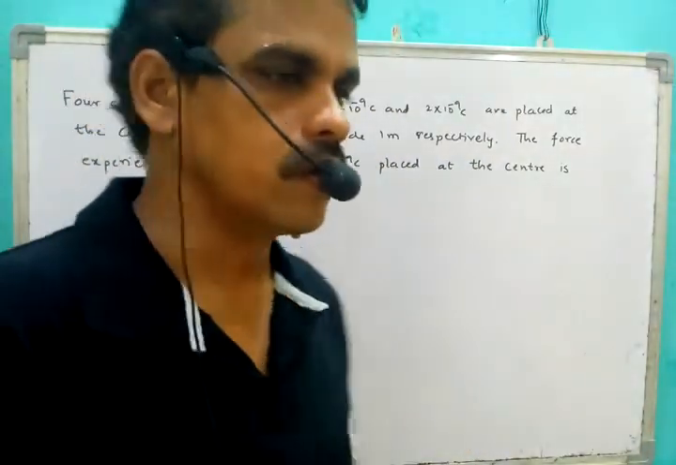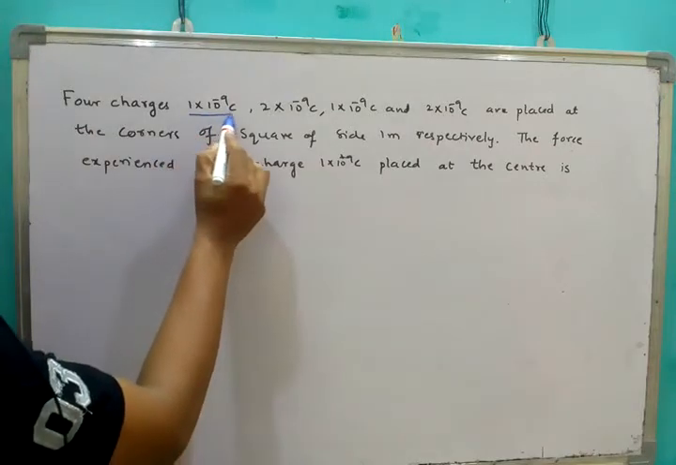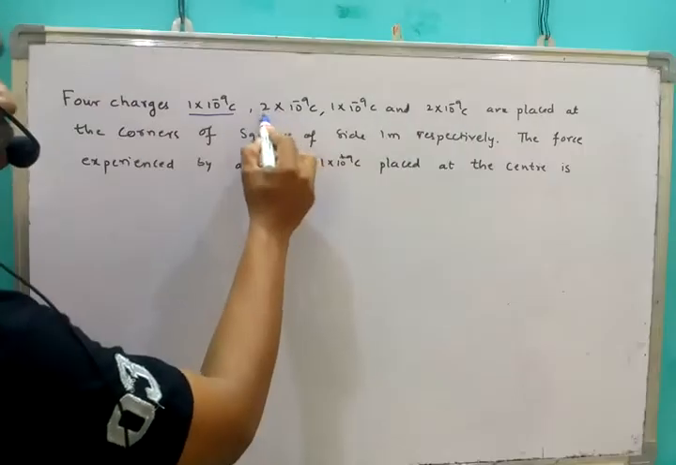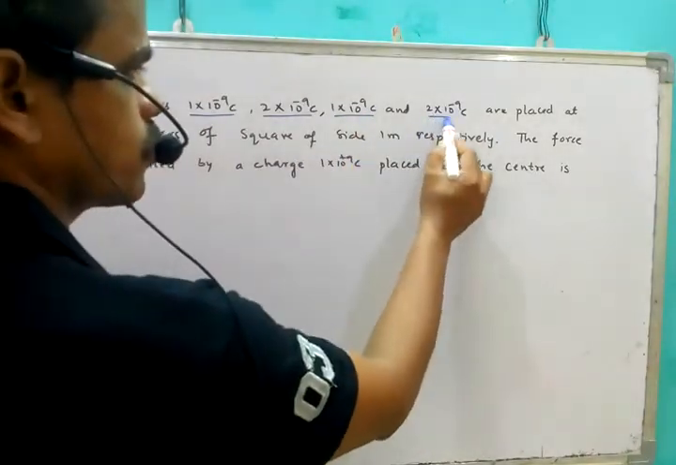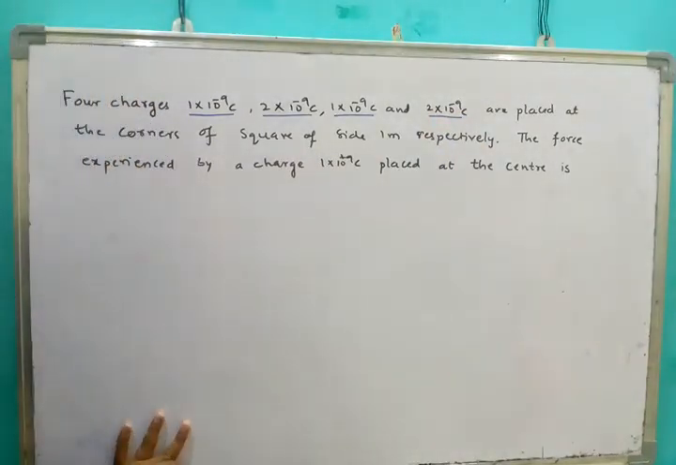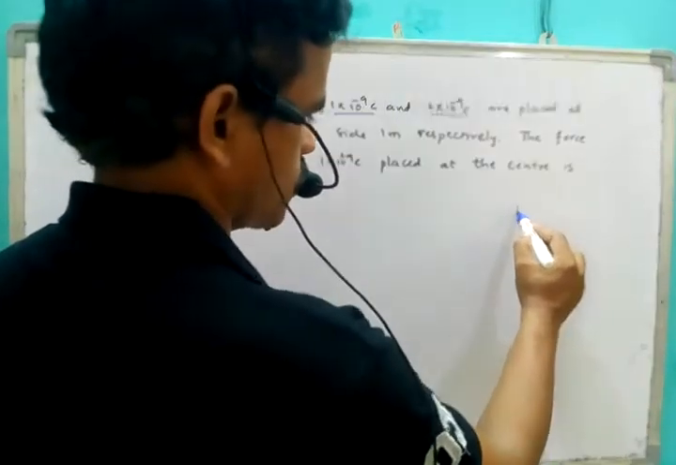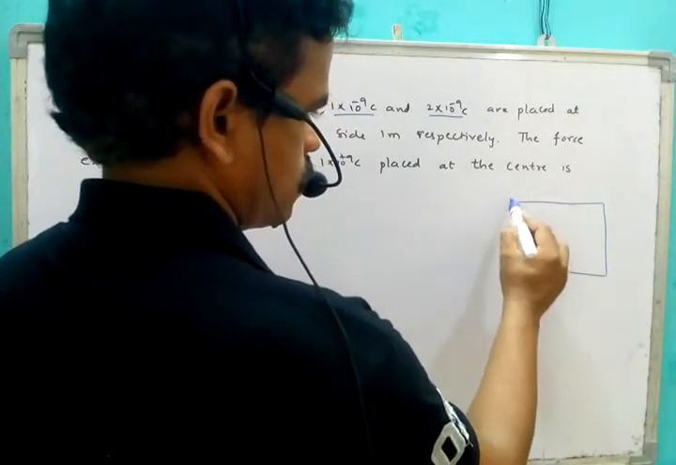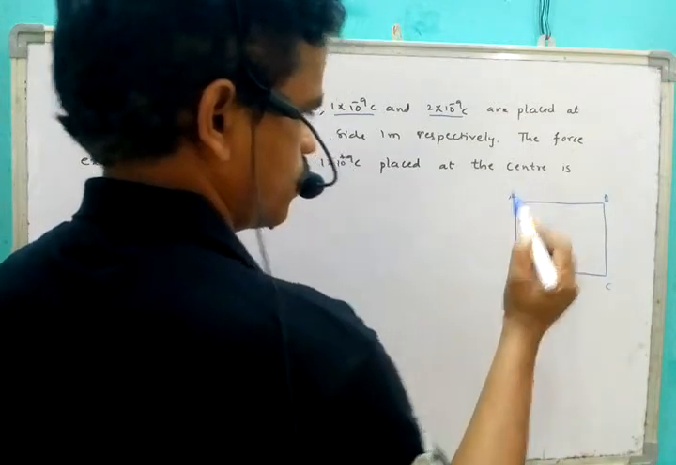So we have one question here. See, four charges: 1 into 10 power minus 9 coulomb, 2 into 10 power minus 9 coulomb, 1 into 10 power minus 9 coulomb, 2 into 10 power minus 9 coulomb. These four charges are placed at the corners of a square of side 1 meter. See here, take a square. See, this is A, B, C, D.